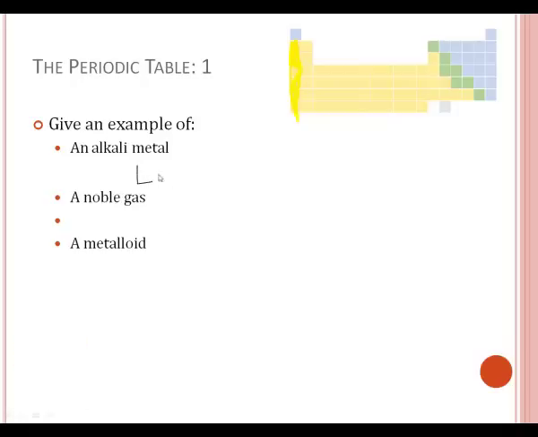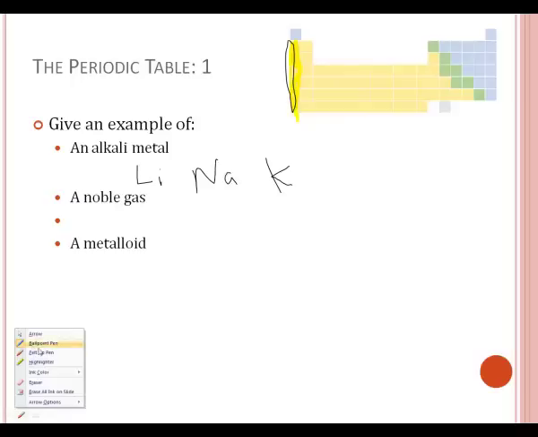lithium, sodium, potassium, or any of the other elements that are in that first column. Noble gases are found at the opposite end. Noble gases are in the last column here. So anything found in that last column is a noble gas.